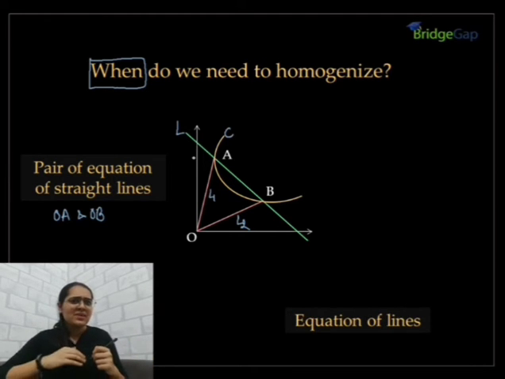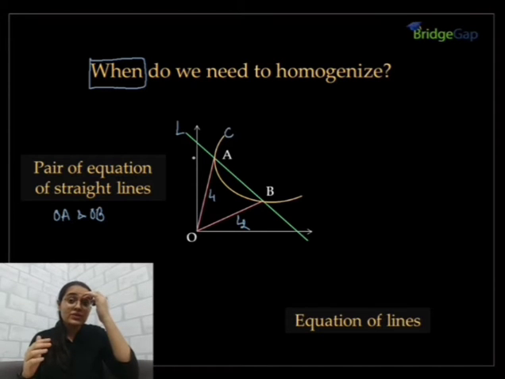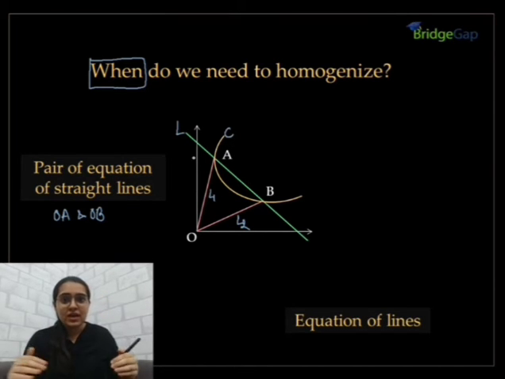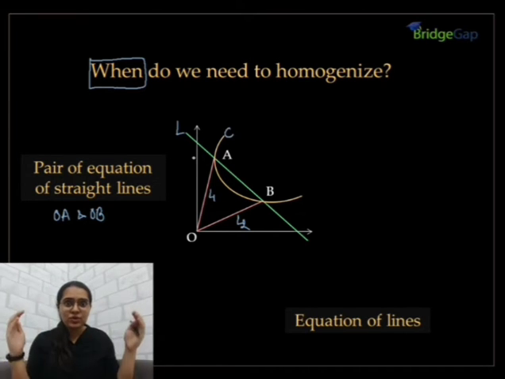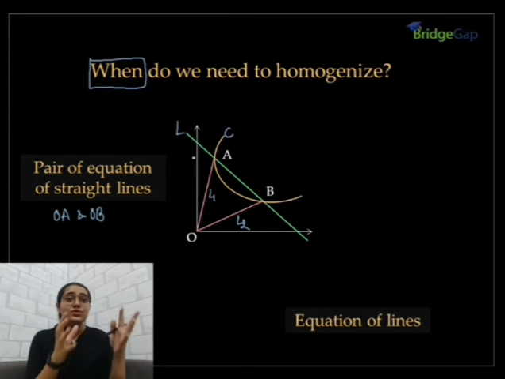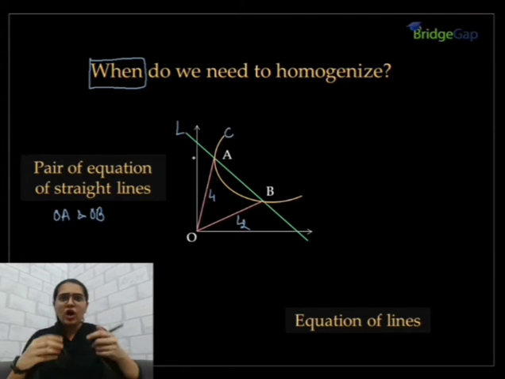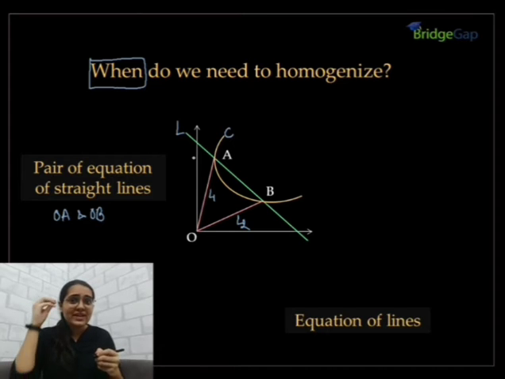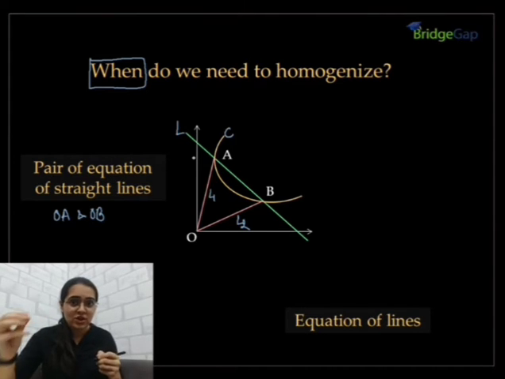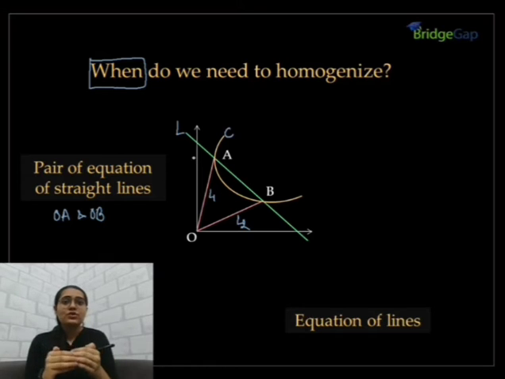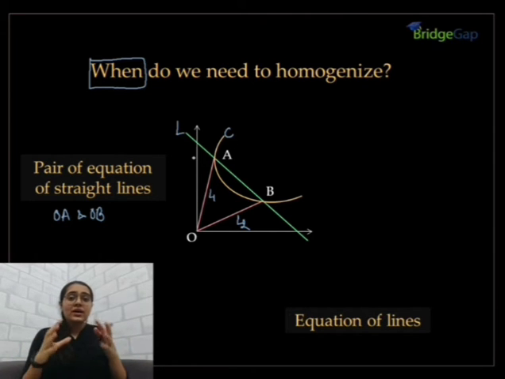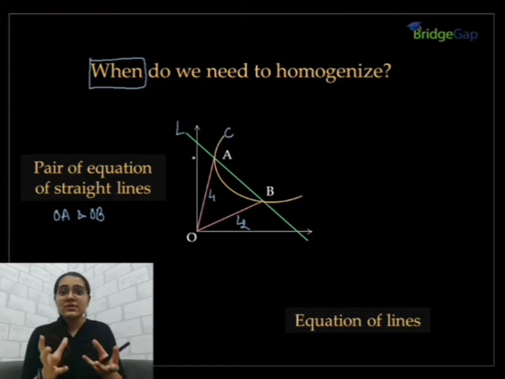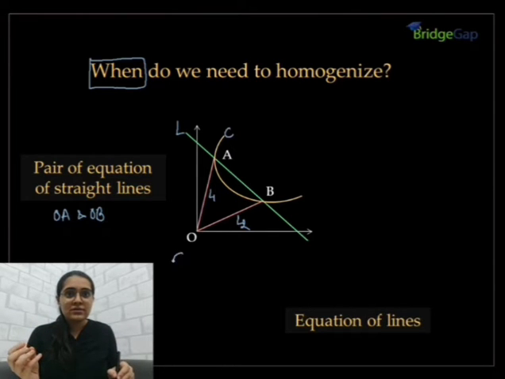Now, is it just limited to this? No, it is not limited to this. You see, when you are doing a question, it will not be given to you that you have to do the homogenization process. You have to think through it. That is, is the process of homogenization applicable here? How will you think about it? How will you come to know that this is the right time to do homogenization, or this question requires the process of homogenization?